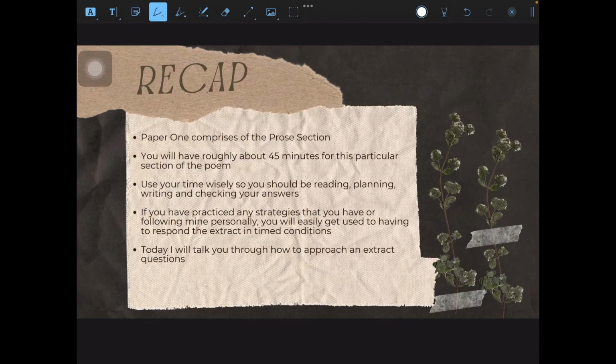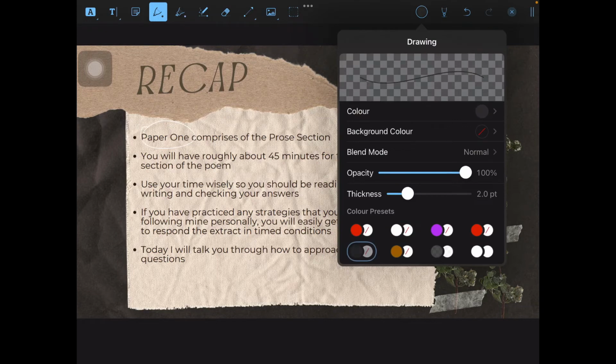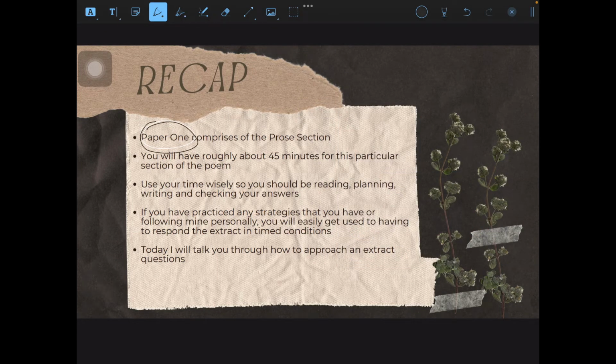So in the last lesson, as you remember, we talked about Paper 1, which was quite a few days ago. I just wanted to recap this part. In Paper 1, specifically for the extract questions, you will have about 45 minutes. That is the time where you should be reading the extract, planning your extract, writing your essay answers, and also making sure that you're checking your answers very attentively. These are 4 things that you should be doing within your 45 minutes.